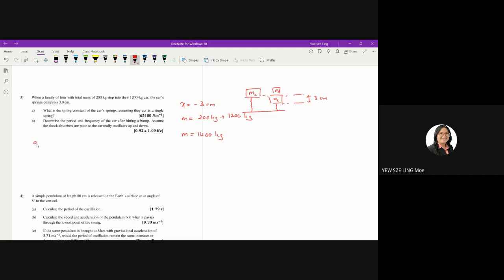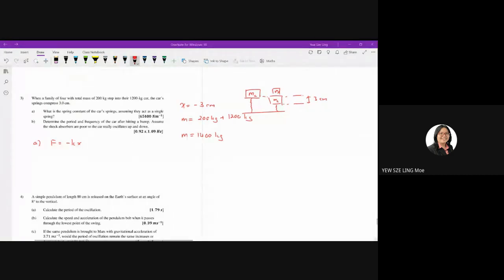So question A, F equals negative kx. So the force is now equal to the mass of the load. So now you have a mass which is equal to, let me see. I need a calculator first. Okay, wait, let me get a calculator first.